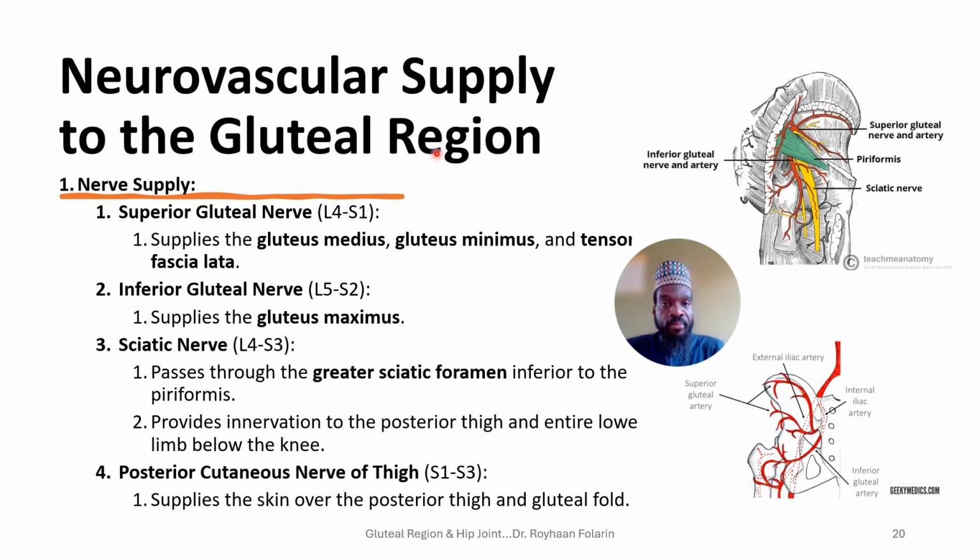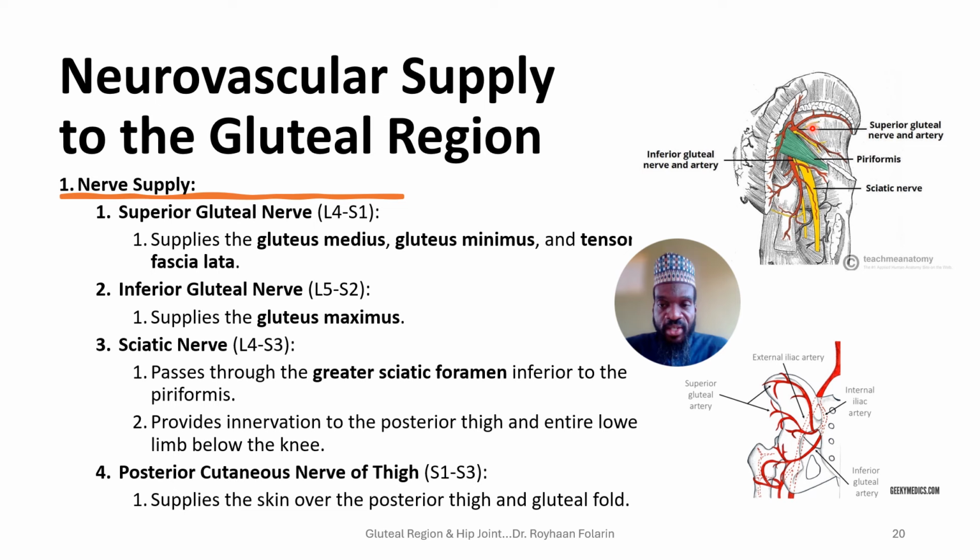Speaking more about the neurovascular supply of the gluteal region, it's very critical for understanding the functional integrity of the muscles and structures in this area. As for nerve supply, we already talked about the superior gluteal nerve and the inferior gluteal nerve. The superior gluteal nerve supplies, like we mentioned, the gluteus medius, the gluteus minimus, and the tensor fasciae latae, which have been cut here.